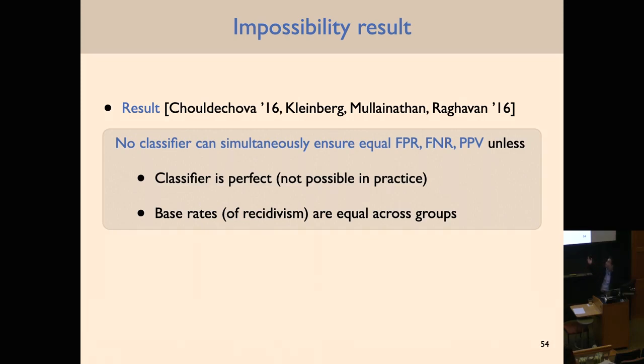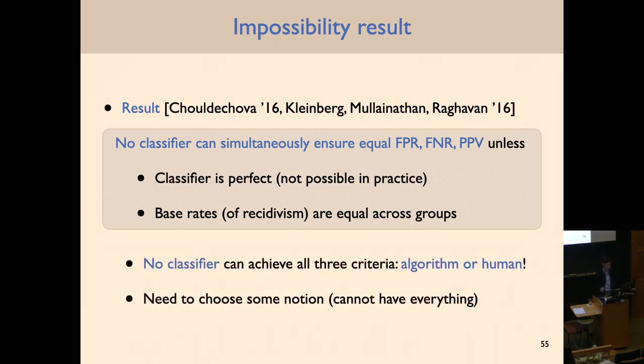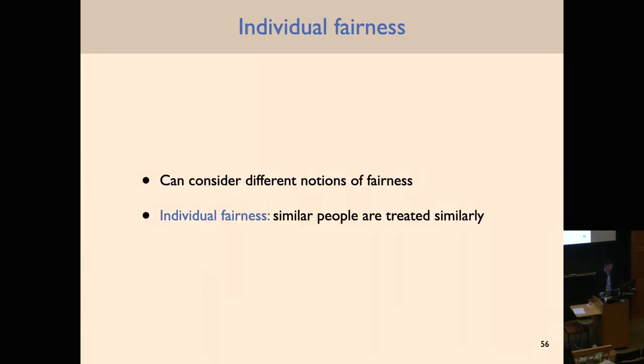So basically what this result is saying is that in practice, it's impossible to achieve these three kinds of fairness simultaneously. I think this is a pretty counterintuitive result. It seems like all three definitions are pretty reasonable, but there's no way to achieve them simultaneously in practice. So basically what this means is that we need to choose, we need to commit to some notion of fairness, and we cannot have everything here. So that's one kind of fairness, group fairness, so fairness across different demographic groups.